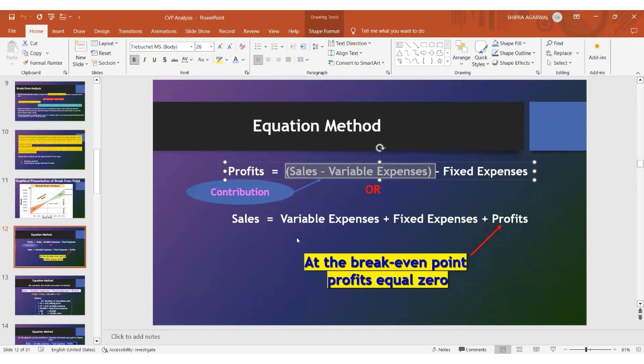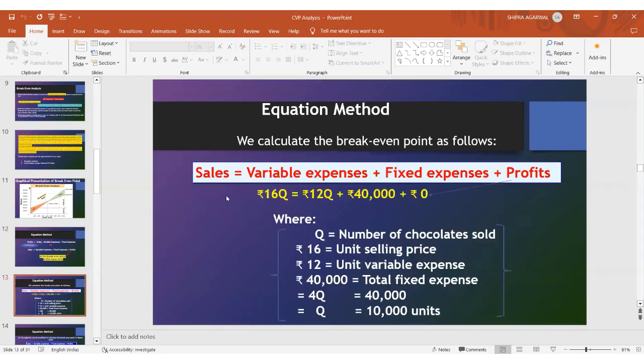Now, you know sales is equal to variable expenses plus fixed expenses, that is the cost, plus profits. And at the break-even point, I told you there is no profit. So the profit is equal to zero at the break-even point. So this equation can be written like this: sales is variable expenses plus fixed expenses plus profit.